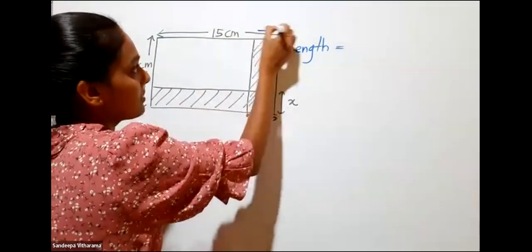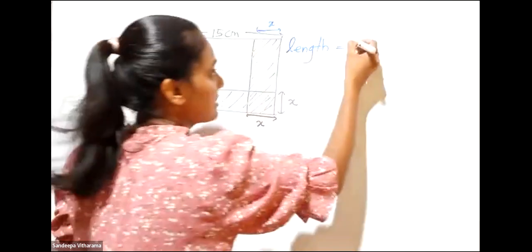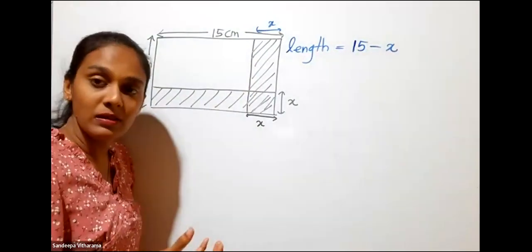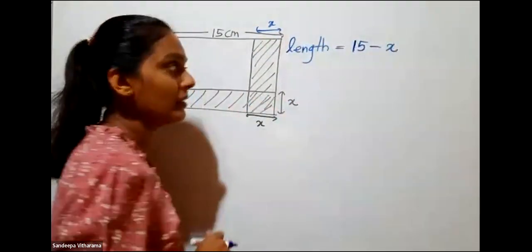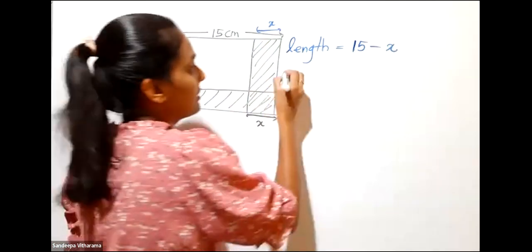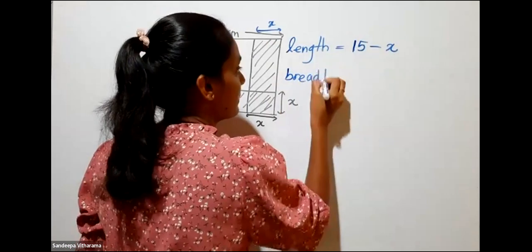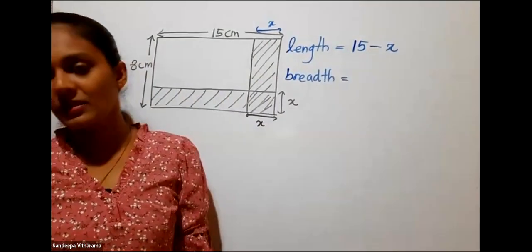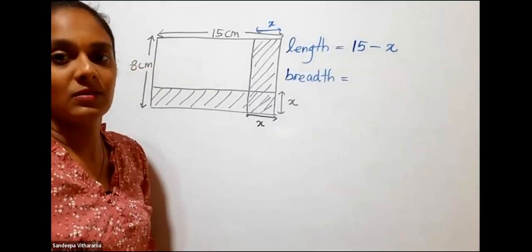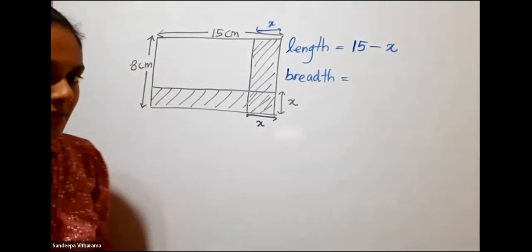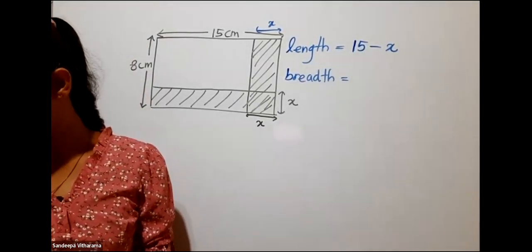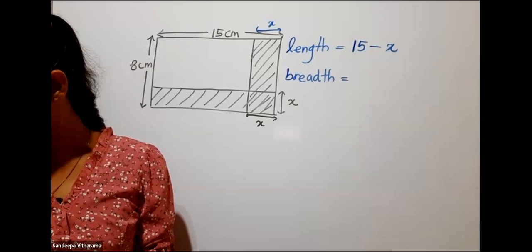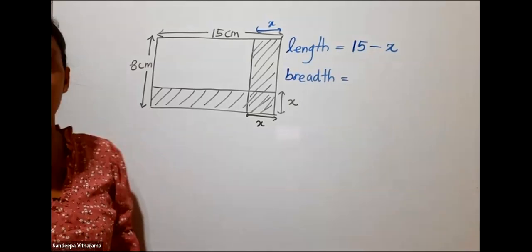But here now it has removed x centimeters. That means x should be subtracted from 15. That means an unknown amount is subtracted from 15. Then breadth. If so, can you tell me what is the answer for the breadth? That is, what is the new length for the breadth? Can any of you give your answer to the chat box?